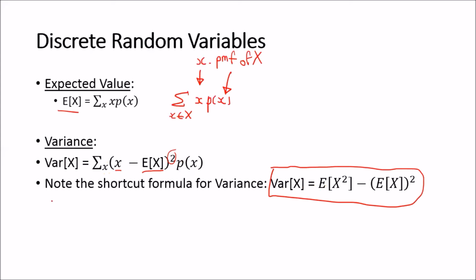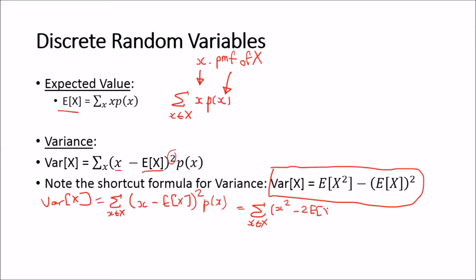So let me show the result for the discrete case. We know that this formula holds: the variance of x is equal to the summation over all the possible realized values of x, of x minus the expected value of x, squared, times the probability mass function of x. If we expand that bracket squared, then we end up with x squared minus 2 times the expected value of x times x plus the expected value of x squared. And all of this is multiplied by the probability mass function of x.